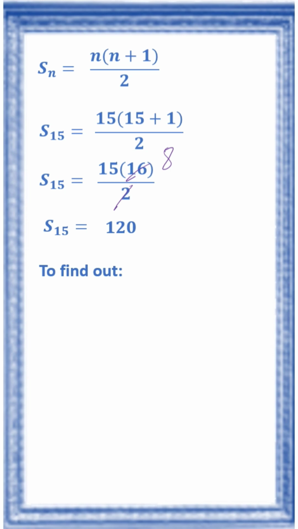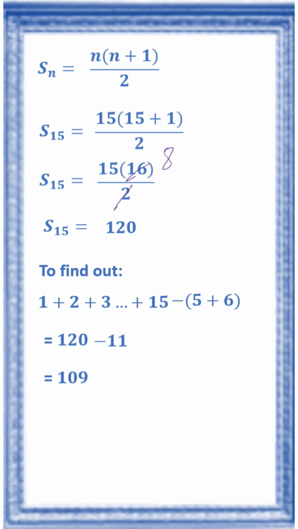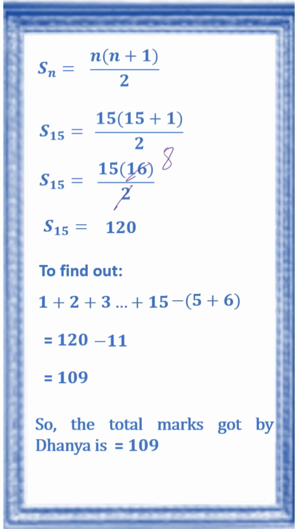To find this, sum up to 15 is out of total marks 120. Out of 120, how much did she score? She left the 5th and 6th questions. So 120 minus 11 is equal to 109. So the total marks got by Danya is 109.